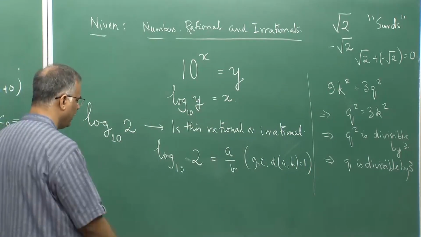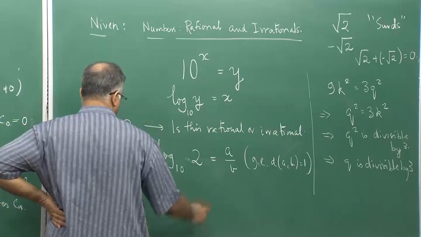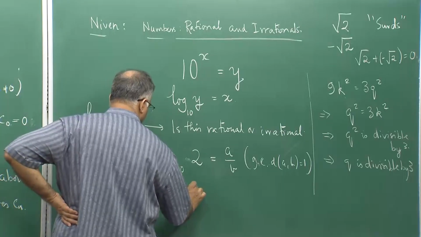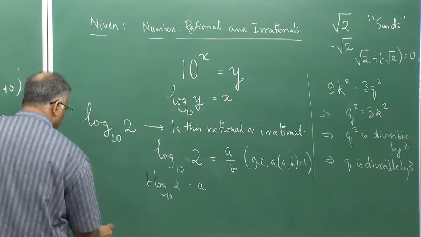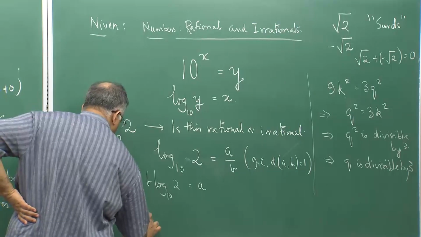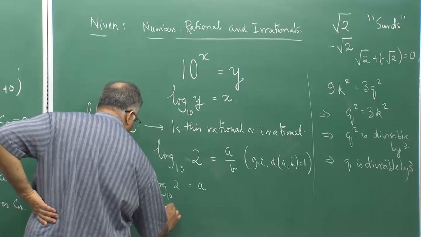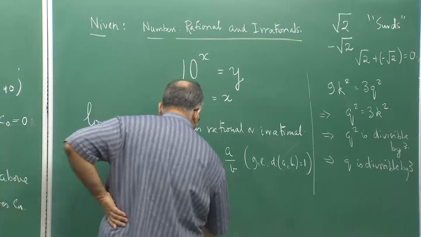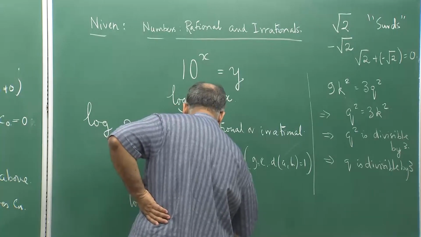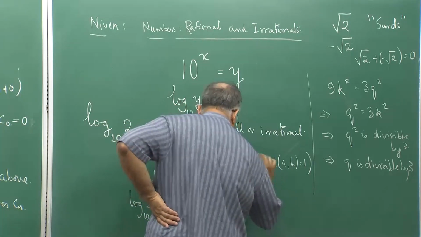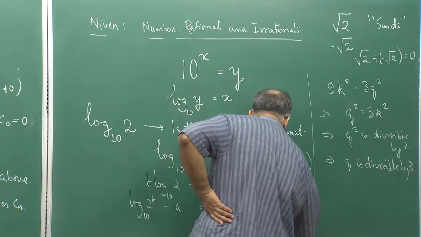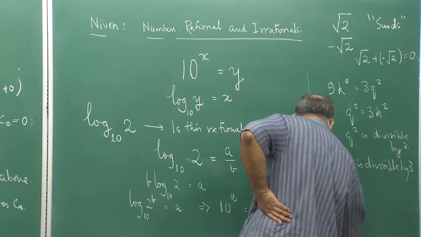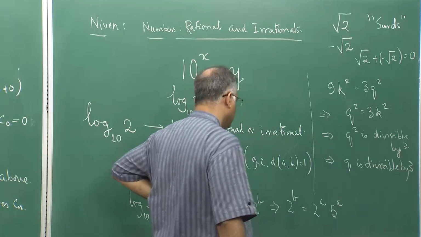Greatest common divisor between A and B is 1, that is, you can't divide them further, there is no common factor other than 1. So, it means log 10 of 2 is A by B, which simply means B times log 10 of 2 is A, and that simply means 10 to the power A is 2 to the power B, and hence it implies that 2 to the power B is 2 to the power A into 5 to the power A.